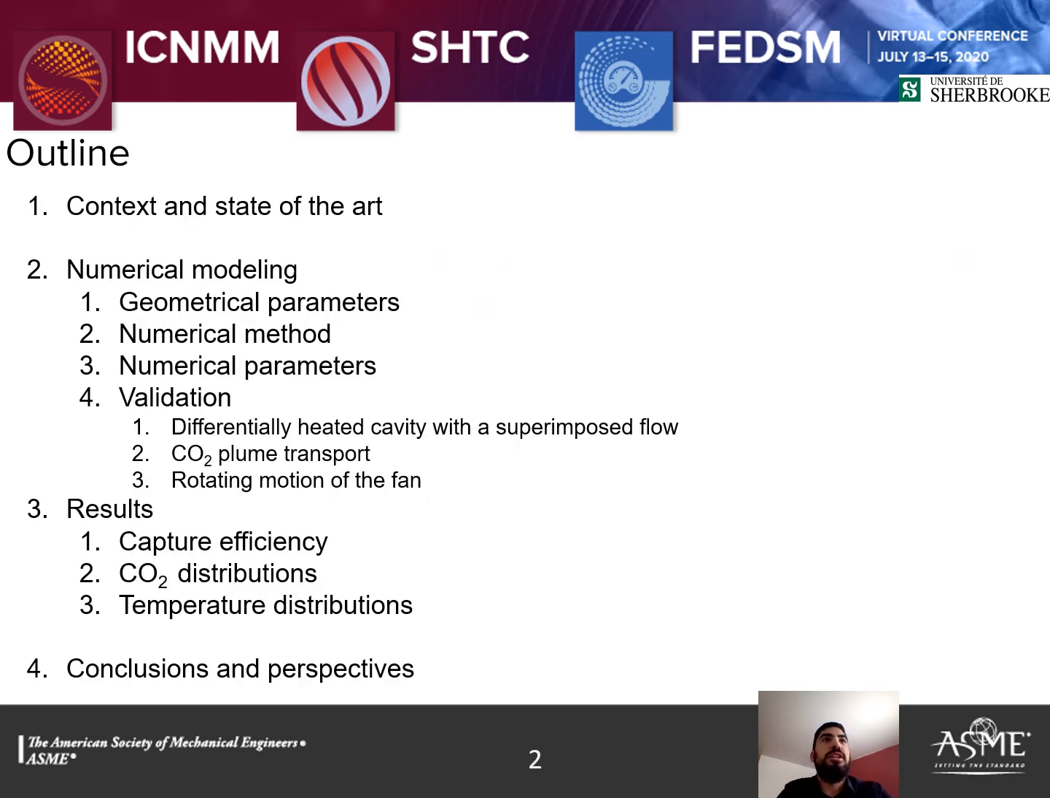First of all, I'm starting the presentation with the context and state of the art, and then I'm going to present the numerical modeling, the geometrical parameters, the numerical methods and parameters, and then the different validations, and the results, and I will finish with the conclusions and perspectives.